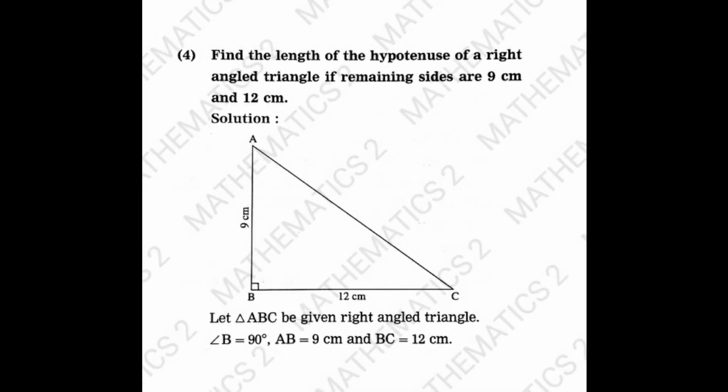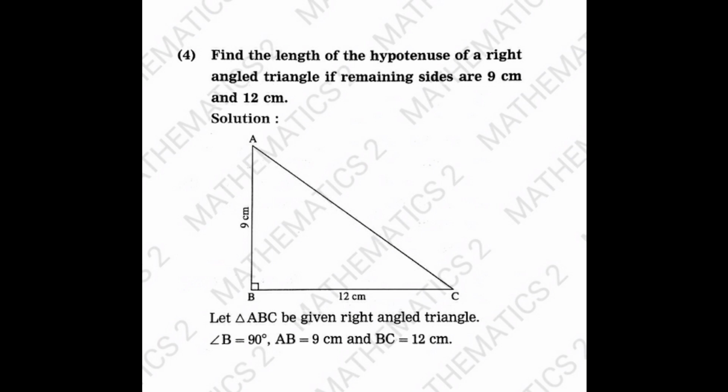So question number 4. Find the length of the hypotenuse of a right angle triangle if the remaining sides are 9 cm and 12 cm. Here, I will consider triangle ABC to be the given right angle triangle where angle B is 90 degrees, AB is equal to 9 cm, BC is equal to 12 cm. I have to find out the length of hypotenuse AC. Since triangle ABC is a right angle triangle, the lengths of two sides are given.